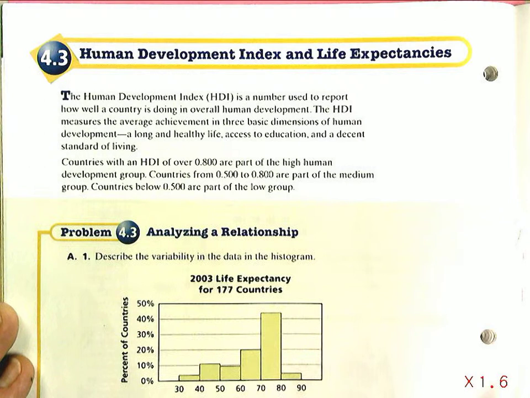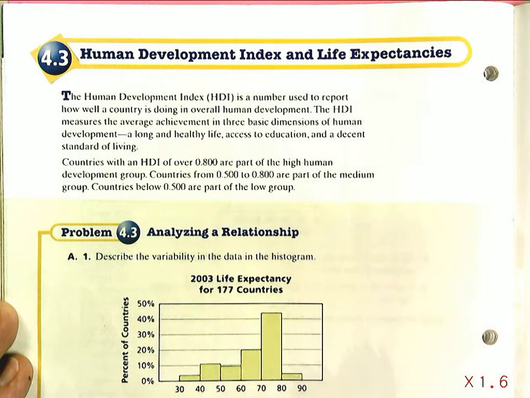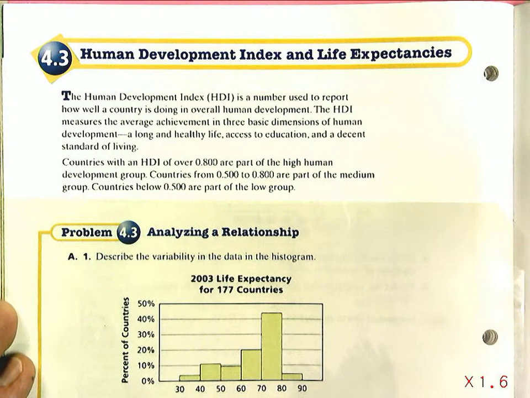And the context we're going to use in this one is what's called the Human Development Index and life expectancy. And there's actually a number that's calculated to report how well a country is doing overall in its human development, which means the idea of living a long, healthy life, access to education, and a decent standard of living. And so really this number is basically a percent.